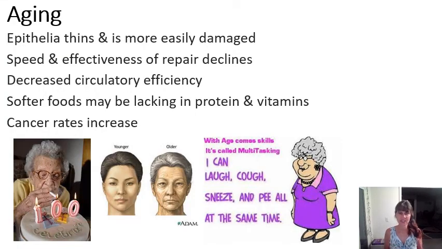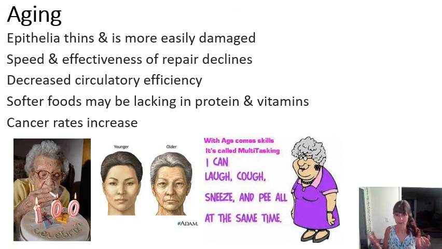As far as aging goes, when people age, the epithelium becomes thinner and is more easily damaged, and the ability to repair tissue damage declines. It doesn't occur as quickly, it's not as effective, and also circulation throughout people's bodies as they get older decreases. If there's decreased circulation, that means that oxygen and nutrients that are needed for repair are not being carried to those damaged tissues.